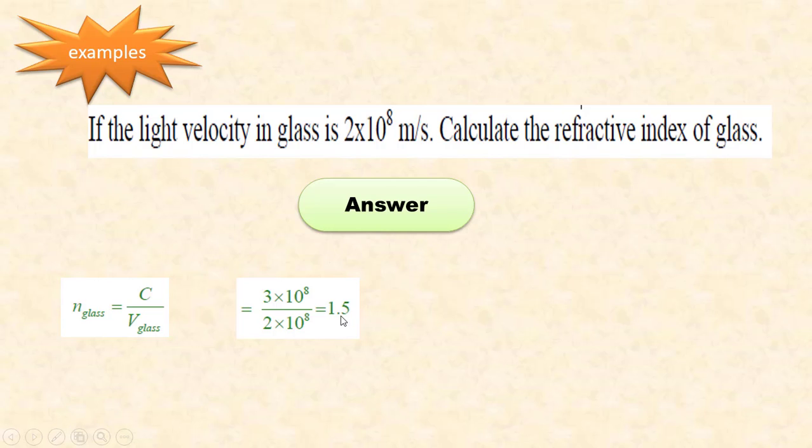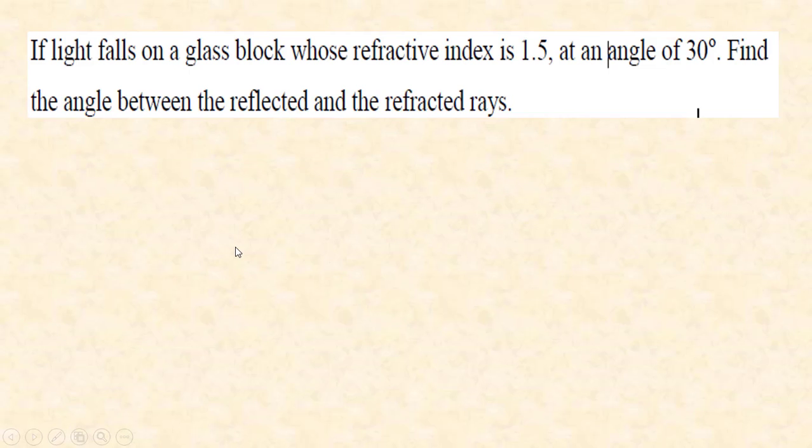Number 2: the absolute refractive index is always more than 1. Why? Because it is the ratio between the speed of light through air and the speed of light through the medium, and the speed of light through air is higher than in any medium. Another example: if light falls on a glass block whose refractive index is 1.5 with an angle of 30, find the angle between the reflected ray and the refracted ray.